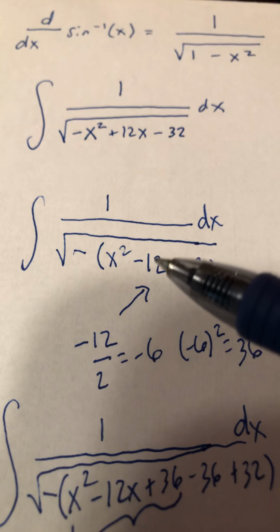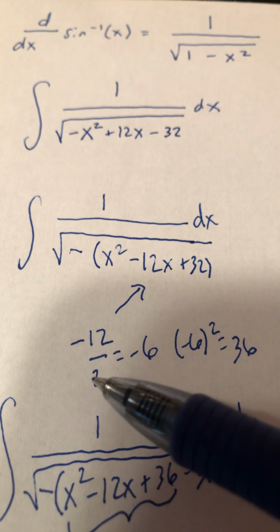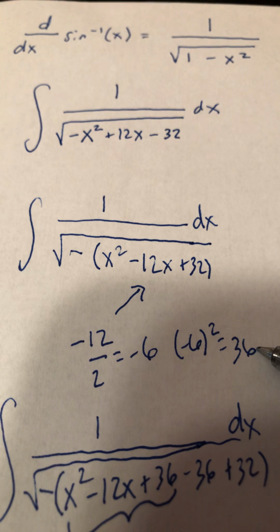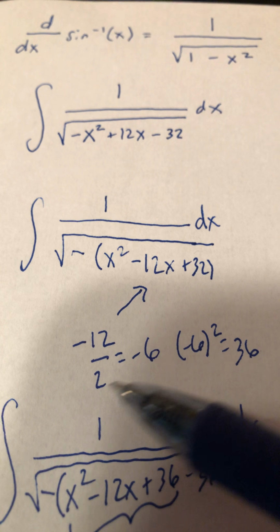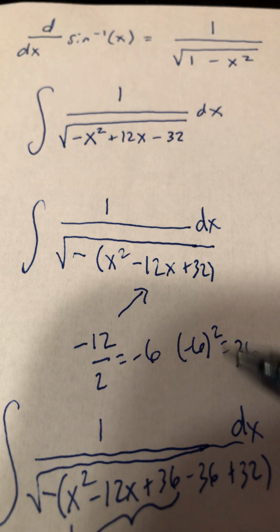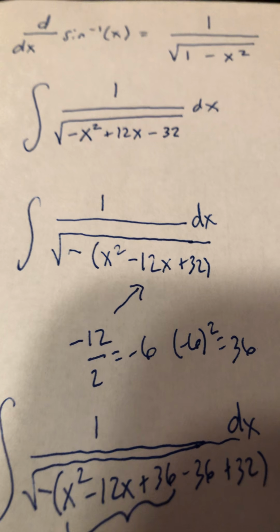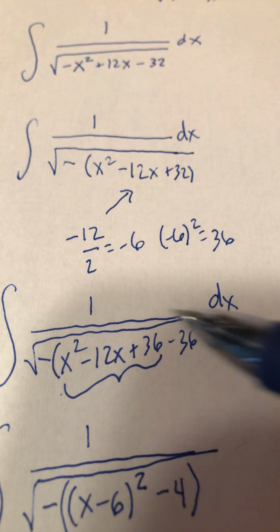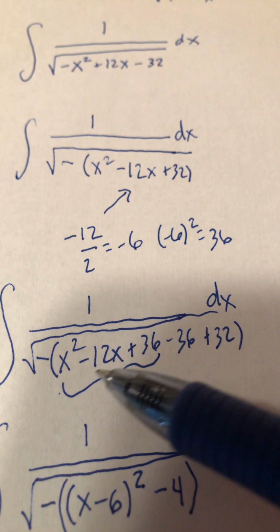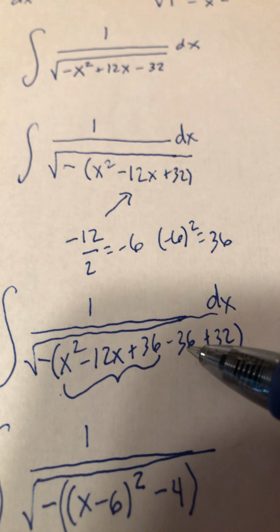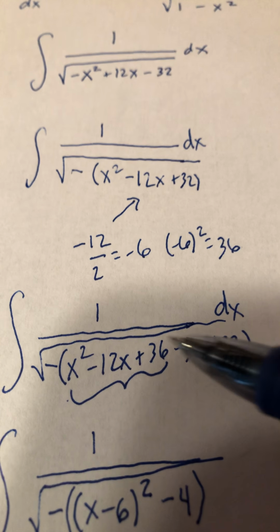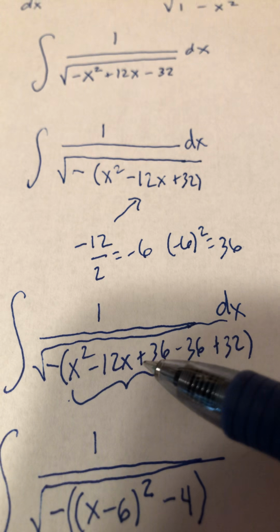The way to do that is to take this center number and divide it by 2. Here comes my number, and I square this number, and I get 36. So take the b value, divide by 2, and square it, and we get 36. So in the next step, I rewrite that exact same thing: 1 over the square root of negative parentheses x squared minus 12x plus 36 minus 36 plus 32, because we don't want to change the value, so we're just reintroducing this. We're going to add it, subtract it.